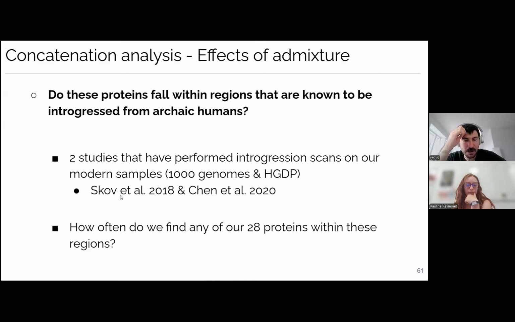So for the first part, we looked at 2 studies that have performed introgression scans on modern human samples. So these are samples of the 1,000 Genomes or the GTP dataset. And these 2 publications are Skov et al. 2018 and Chen et al. 2020. And then we counted how often we find any of our 28 proteins within these introgressed regions as they have been inferred from these introgression scans.